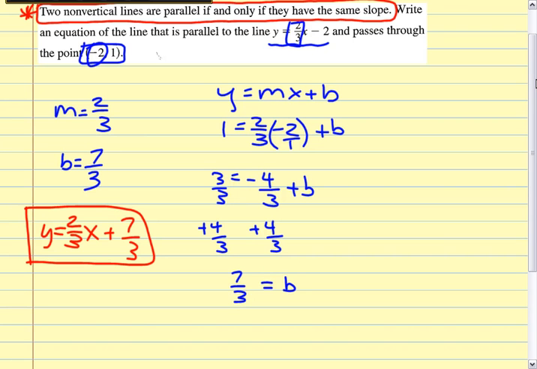Will they ever have a common point? No, that's the definition of parallel lines, right? There's not going to be a point where they cross. They never cross. Okay? Excellent job.